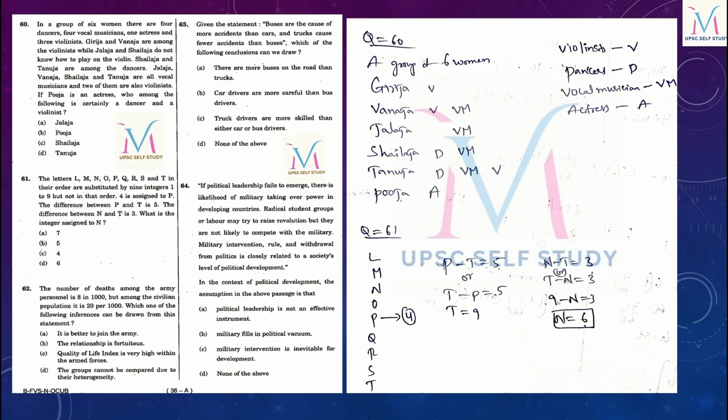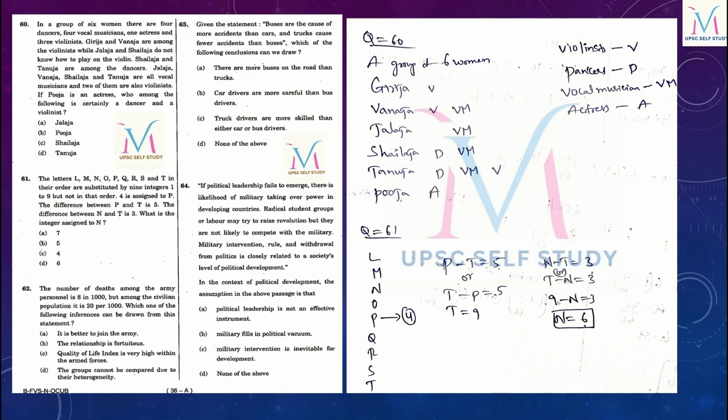Next, question number 61. The letters L, M, N, O, P, Q, R, S, T, in their order, are substituted by 9 integers, 1 to 9. So how many are there? Since these letters are there, 9 letters and 9 integers, 1 to 9, but not in the order.